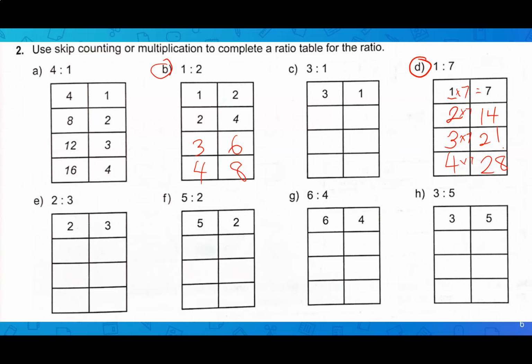So if you were to use the skip counting strategy, you would get the same numbers. So the first column is simply skip counting by 1s, and the second column skip counts by 7s. 7, 14, 21, 28. Please try the rest of question 2 by yourself.